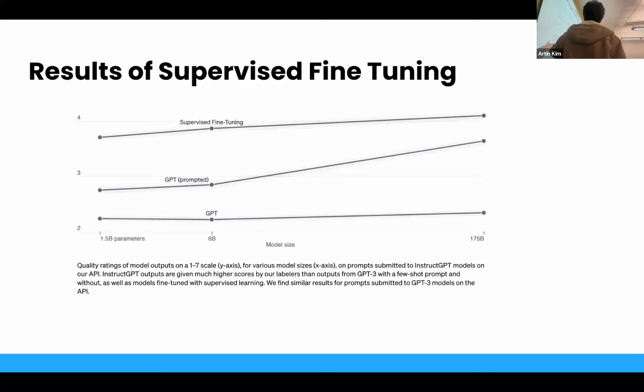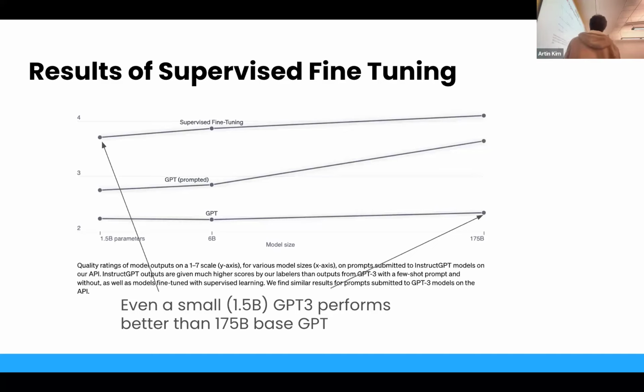So at first, this is just GPT. This is prompting. Remember how we said giving it examples? That's what we're doing there. And then if you fine-tune it on actually good answers, it goes to this performance. And what's surprising is they trained three different sizes of models: 1.5 billion, 6 billion, and 175 billion. This is a really big one that they trained. But even the really, really big one is lower performing than the 1.5 billion parameter model that's fine-tuned or even prompted.